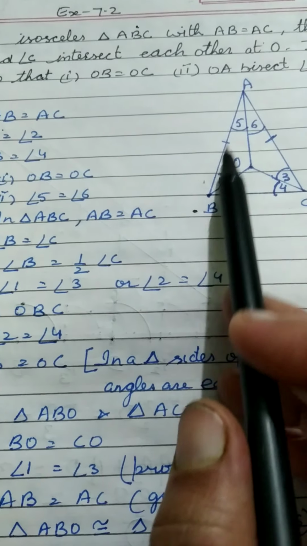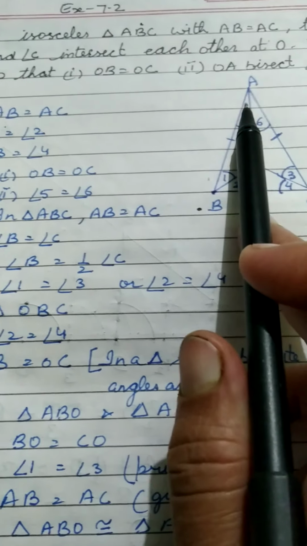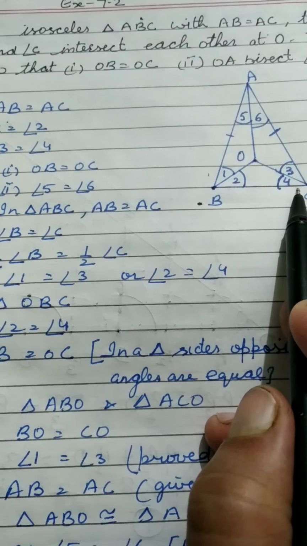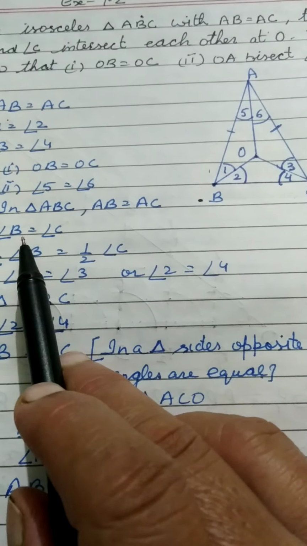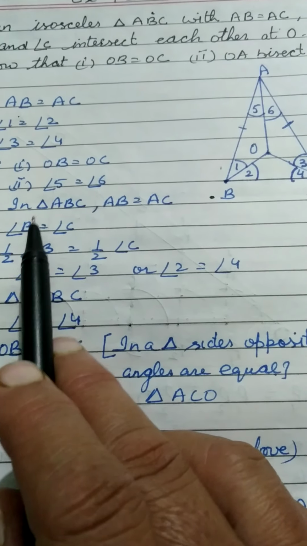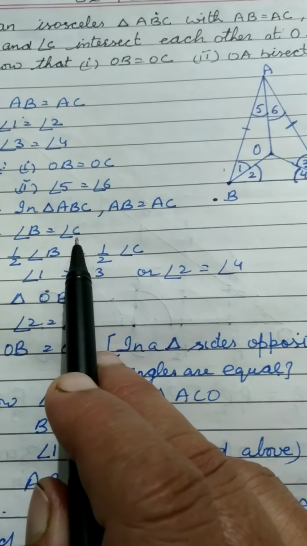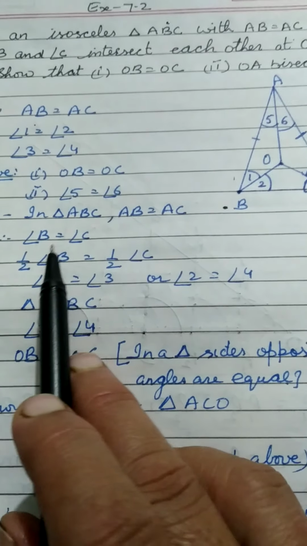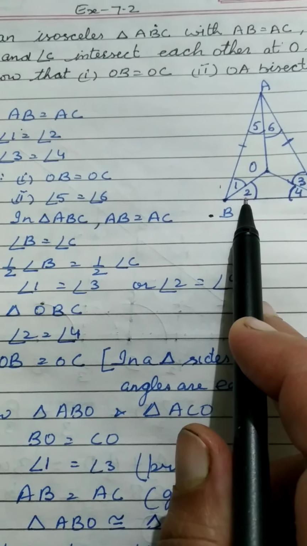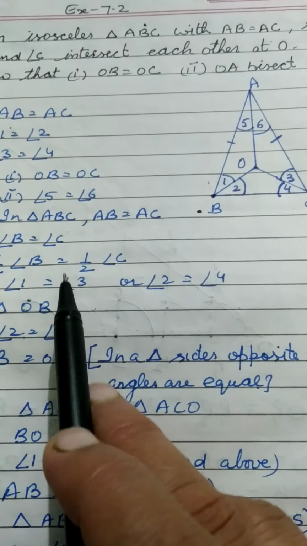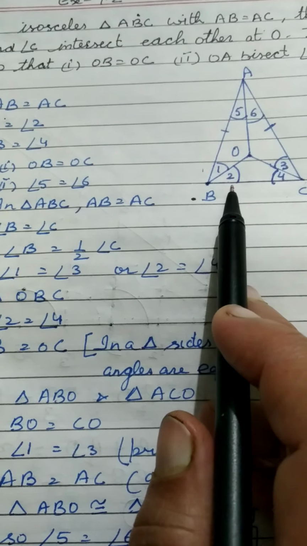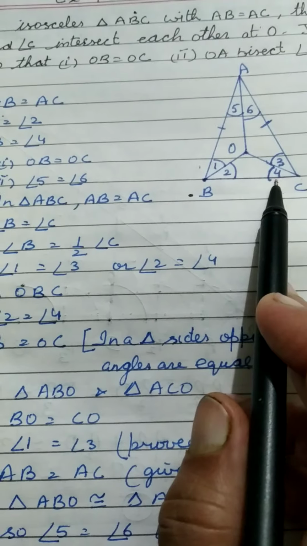In triangle ABC, AB is equal to AC, it is given. So angle B is equal to angle C. Then half of angle B is equal to half of angle C, we have taken half on both sides. What do you mean by half of angle B? It means angle 2. And half of angle C means angle 4. It means that angle 2 is equal to angle 4.